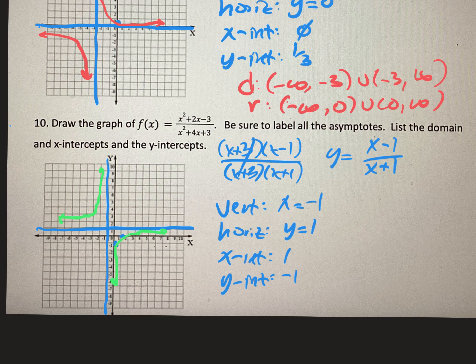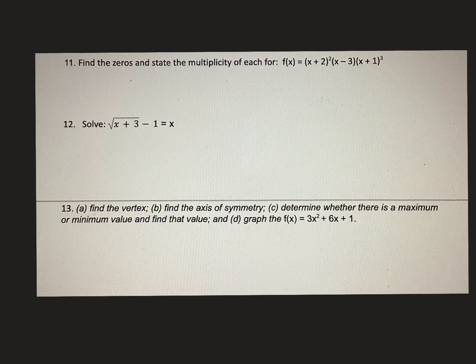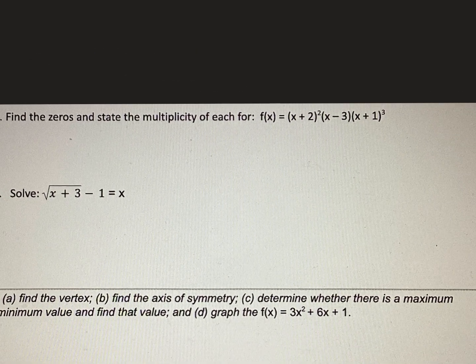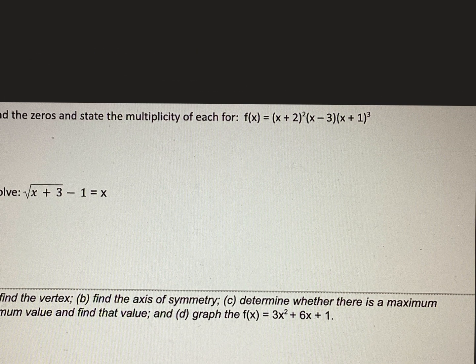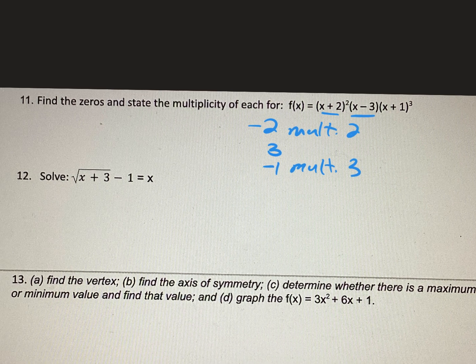And there's 10. Number 11, find the zeros and multiplicity. This one needs to be quick and simple. I hope you heard that. Quick and simple. So the first zero is negative 2. It has multiplicity 2 because that's the exponent. 3 is a zero, but it has multiplicity 1, so you don't have to worry. Negative 1 is a zero, and it has multiplicity 3. That's all you have to do. Don't mess that one up.